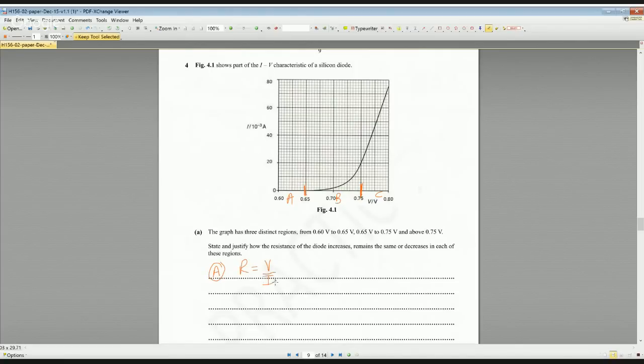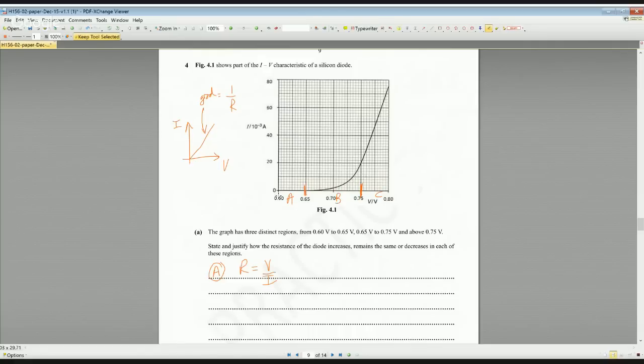It's really worth stressing at this point, resistance is nothing to do with the gradient on a diode. And the reason for that is because on an IV graph for a fixed resistor like this, where you have a straight line going through the origin, the gradient is 1 over R. However, that's only true because you have a straight line going through the origin.